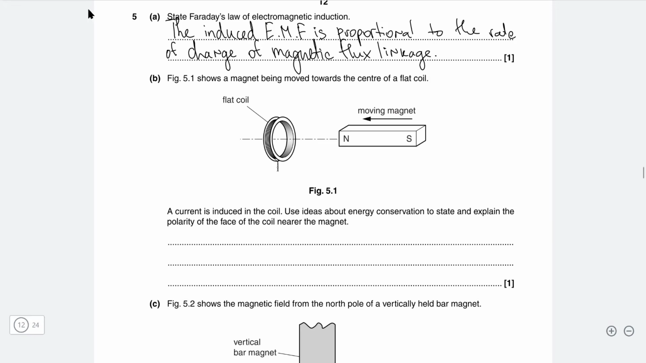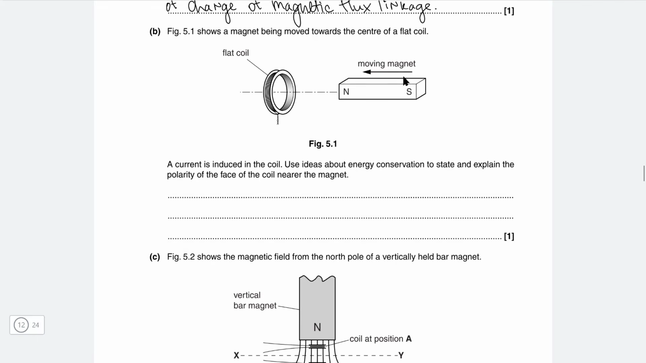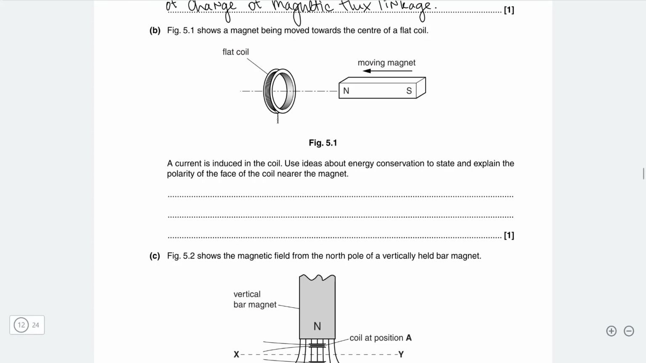Okay, next one, starting off with the classic of stating Faraday's law. Remember, the induced EMF is proportional to the rate of change of magnetic flux linkage. Now, part B, figure 5.1 shows a magnet being moved towards the center of a flat coil. A current is induced in the coil. Use ideas about energy conservation to state and explain the polarity of the face of the coil nearer to the magnet. Well, if this here is a north pole, this here will also be a north pole.